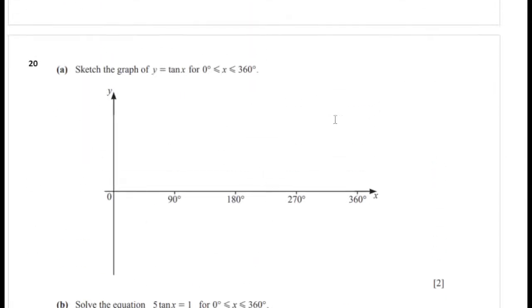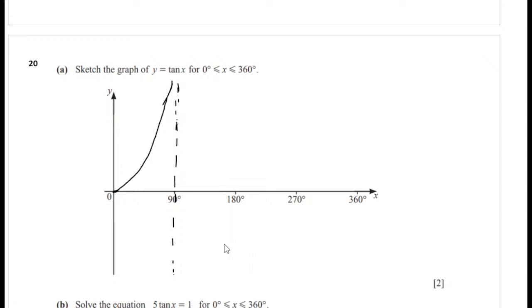Now sketch the graph of y equals tan x. Again here some of you have made mistakes in drawing the graph. Now tan 90 degree is not defined. So as you start from this 0, we can draw a dotted line, and from this 0 it will go up like this, and this 90-degree line will become the asymptote for this.